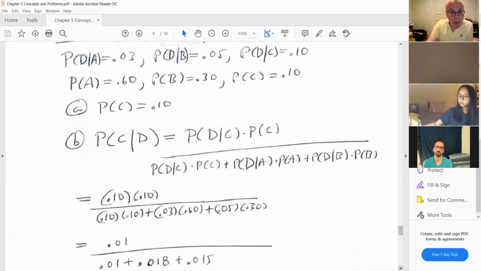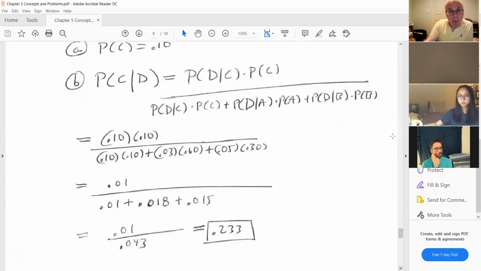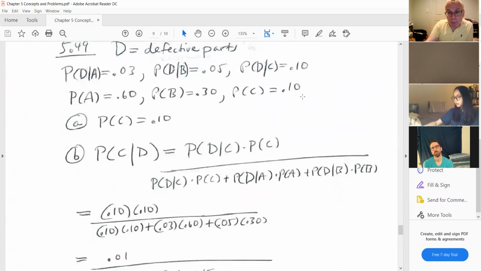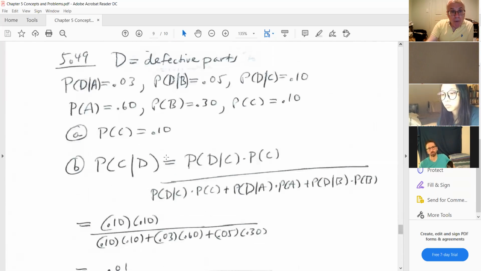And then if you just plug in all these numbers, you get 0.233. And what was the original probability of C? 0.10. So the probability of C, given that we know it's defective, has actually increased from 10% up to 23.3%. So it's changed. That's the revised probability, given that we know the item that we chose is defective.